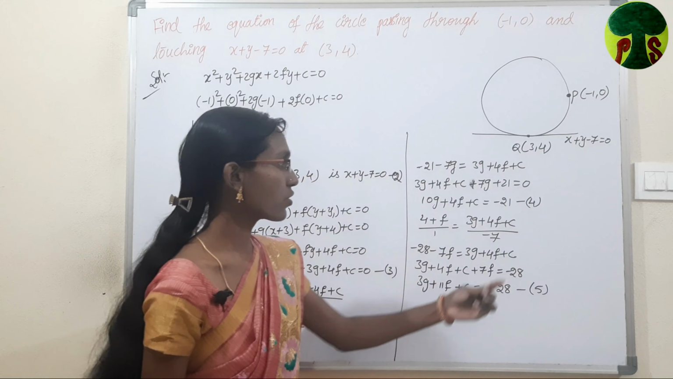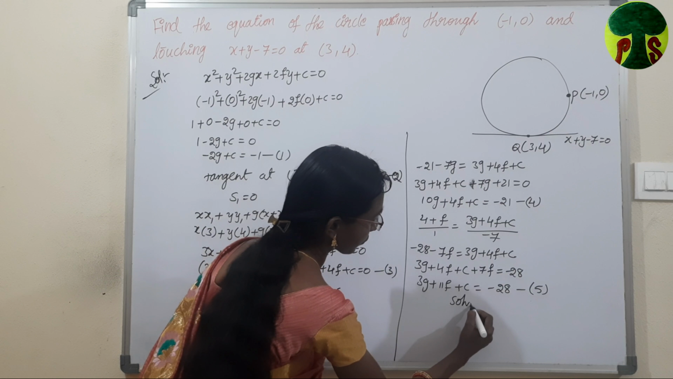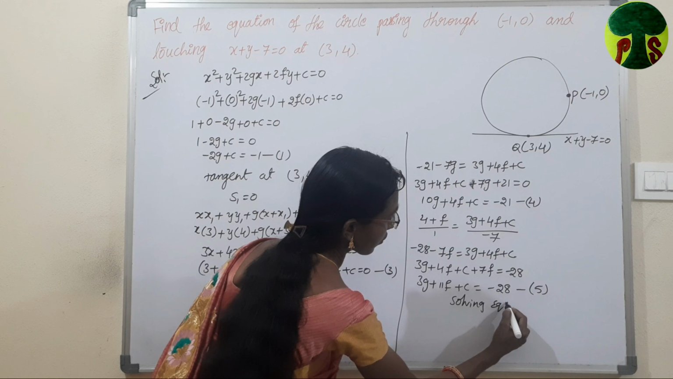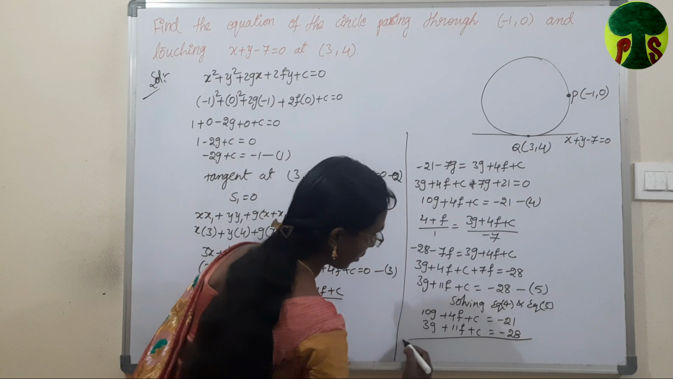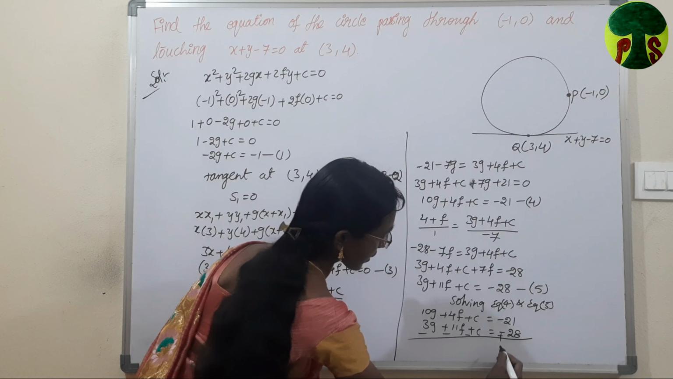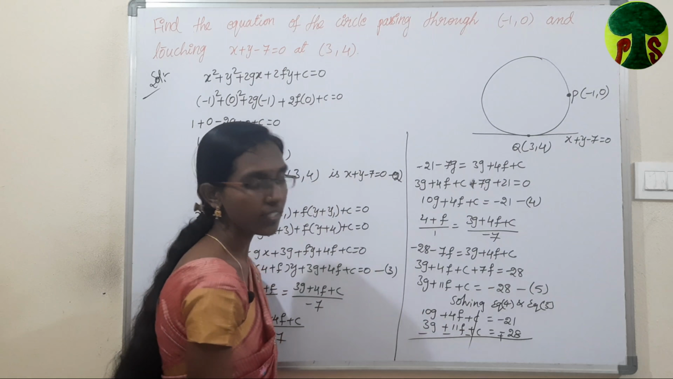Now I want to solve equation 4 and equation 5, then we will get an equation in terms of g and f. Solving equation 4 and equation 5. Equation 4 is 10g plus 4f plus c is equal to minus 21, and equation 5 is 3g plus 11f plus c is equal to minus 28. Subtracting, minus into minus is plus. So plus c, minus c gets cancelled. 10g minus 3g is 7g.